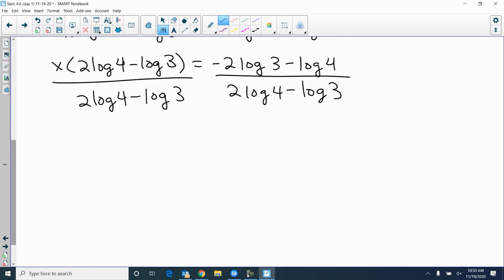All right, use your calculator. Make sure you put that whole numerator in parentheses. Make sure you put the whole denominator in parentheses. Once you get to this point, it's just a calculator entry.